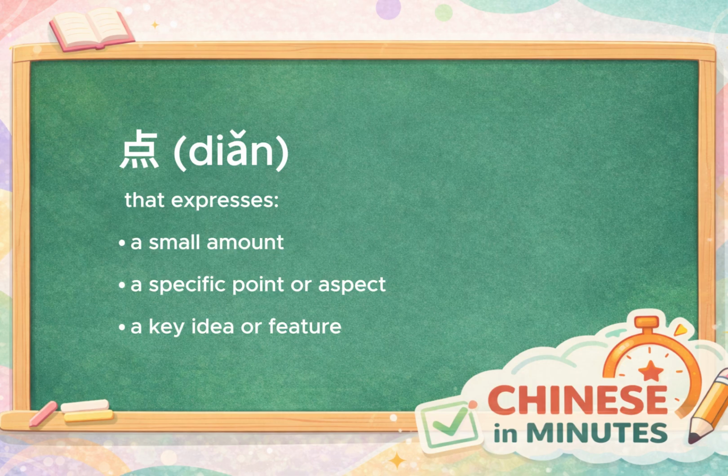Today, we learn a very important Chinese vocabulary pattern built around the character diǎn. The character diǎn works as a meaning unit that expresses a small amount, a specific point or aspect, or a key idea or feature. In grammar and vocabulary building, it often turns abstract ideas into clear points. So instead of memorizing words one by one, you should think of diǎn as a meaning anchor that marks a part of something.